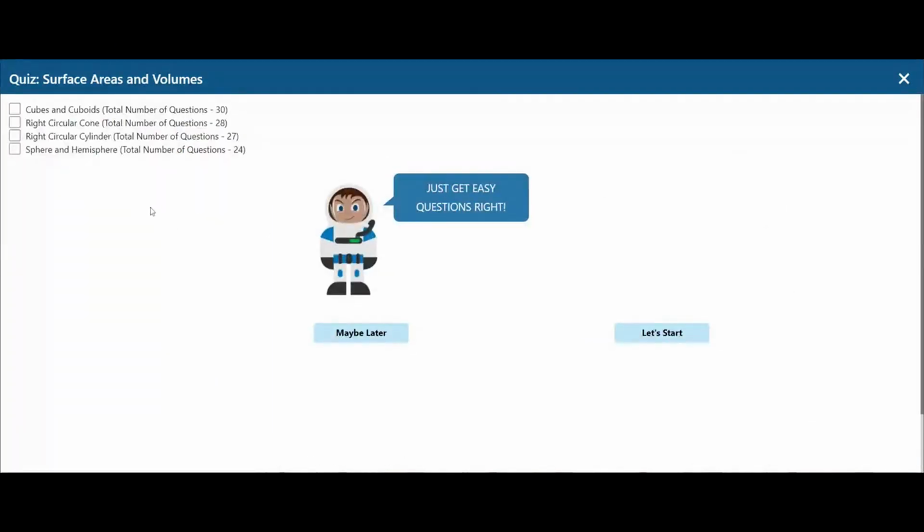Now we have finished cube and cuboid. Let us go to right circular cone. Is that okay with you? Yes, ma'am.